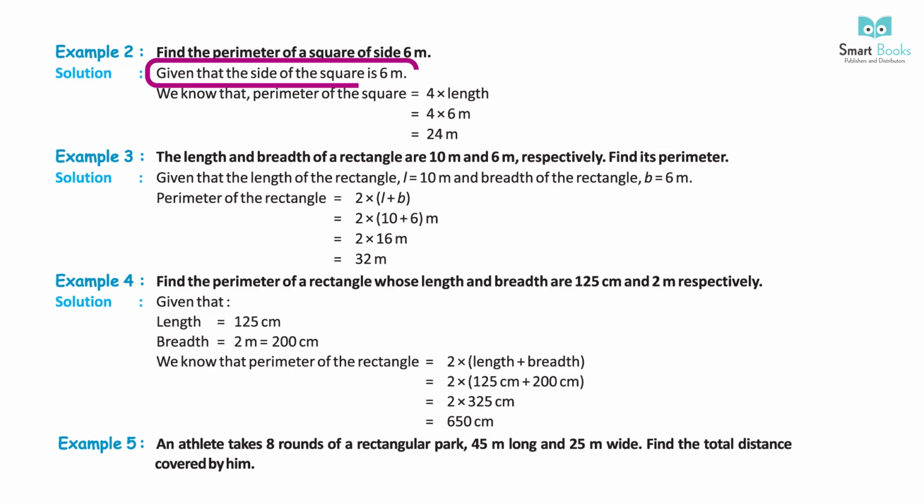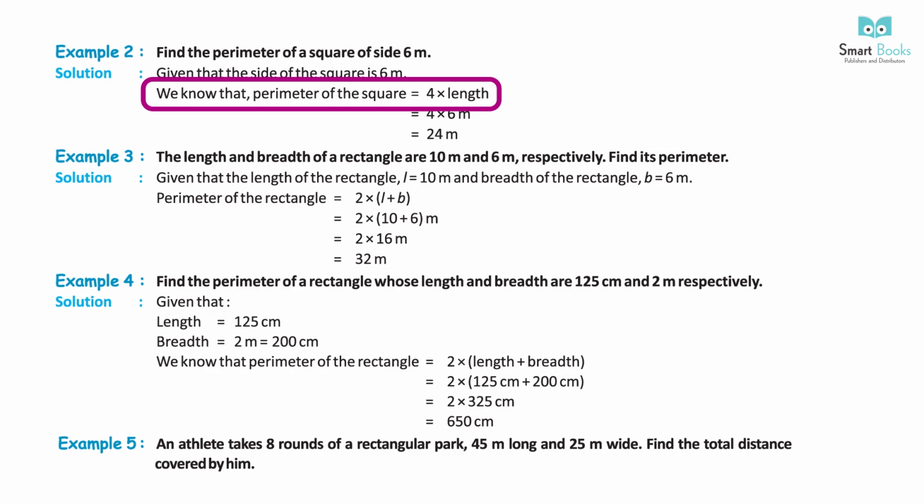Given that the side of the square is 6 meter, we know that the perimeter of the square is equal to 4 × length, which is 4 × 6 meter, which is 24 meter.